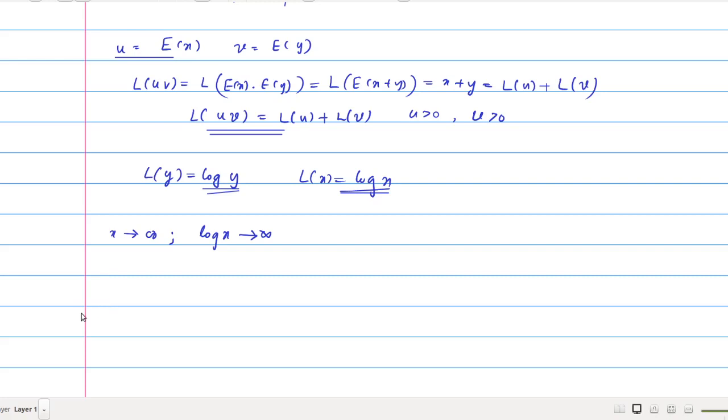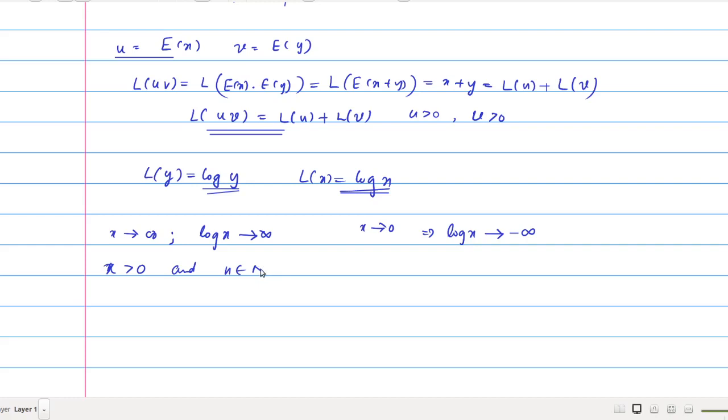Okay, now for x greater than 0, similarly you can get as x tends to 0, we have log x tends to minus infinity. So using the properties of E, we already discussed the properties of E as x tends to infinity and minus infinity, so you can easily get these consequences.